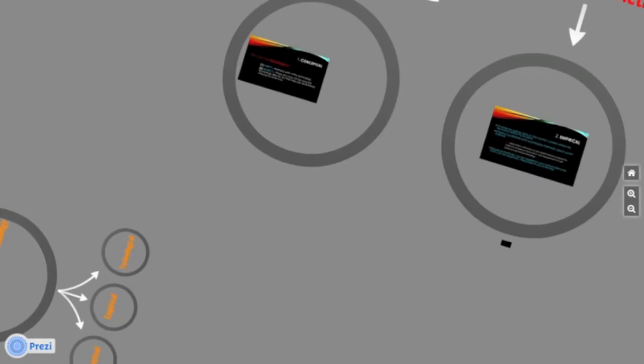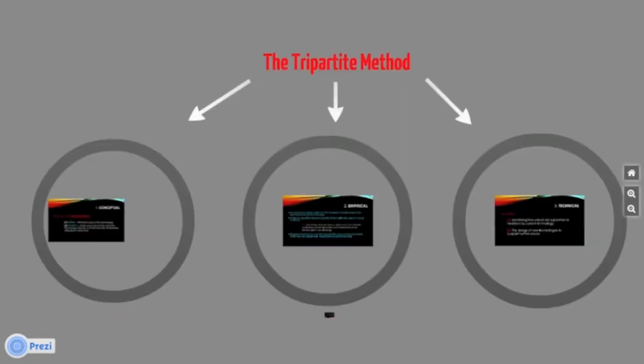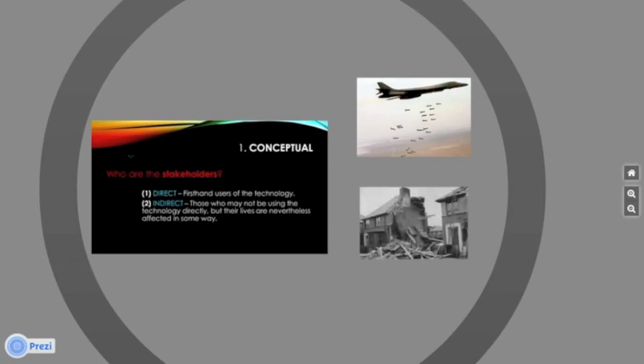We will now explore individually the three parts of the method. We will first take a look at conceptual investigations, which focus on the philosophical analysis of the issues at hand. One key part of conceptual investigations is identifying the stakeholders, those who are affected by the information artifact. There are two types, direct stakeholders and indirect stakeholders. Direct stakeholders are in contact with the technology. They are the people who use it directly. Indirect stakeholders may not be first-hand users of the technology. Their lives may still be affected in some way though.